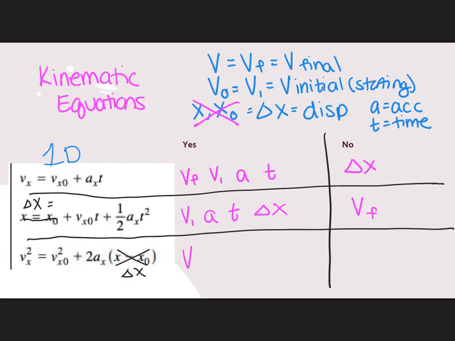Do I have VF? Yes, I do. Do I have VI? Yes. Do I have T? Nope, I don't. Do I have A? Yes, I do. And do I have delta X? Yes, I do. This chart will save your life.